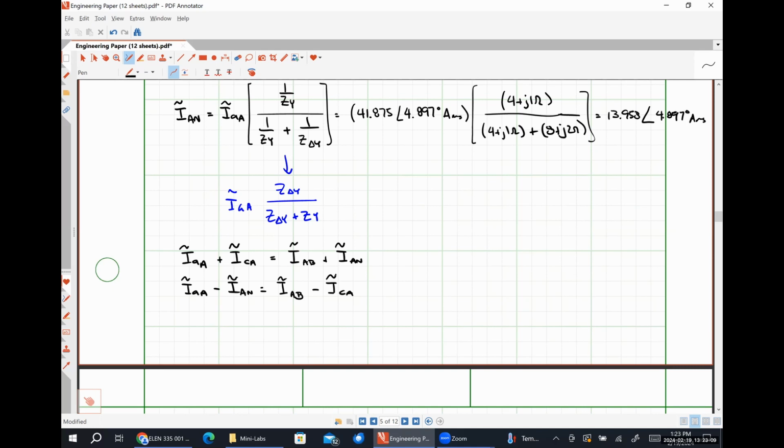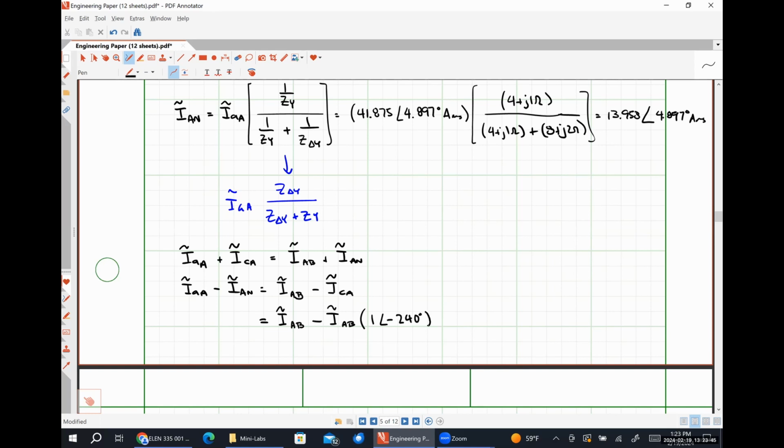Now, the reason why I don't need to know ICA explicitly is because I have a balanced three-phase system, and I know that ICA and IAB are related to each other. So I could instead express the right-hand side as IAB minus IAB times what? One angle negative 240. Absolutely right.